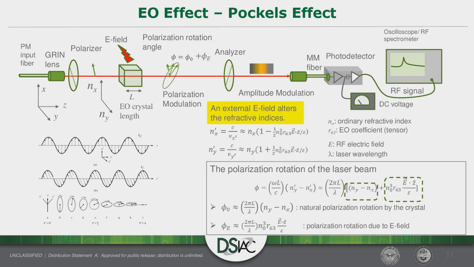Now, the photodetector detects both phi sub 0, which is natural polarization, and the EO effect, phi sub E. So phi sub 0 goes to the DC component because this one doesn't change, well, in theory it doesn't change, it's constant, about constant. And the EO effect is basically the RF signal. So we measure two components in this case, the DC component and the RF component.